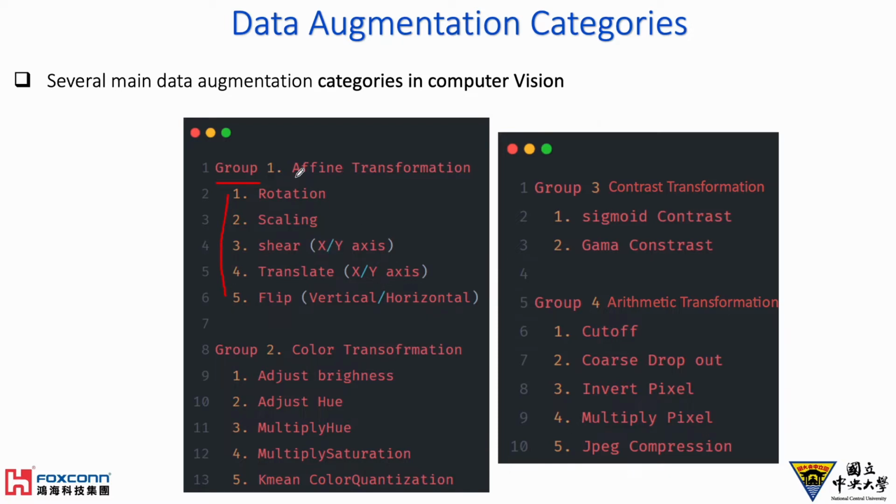For example, the affine group impacts the geometric transformation of the image, like rotation, where we rotate the image by a certain angle, or scaling, where we zoom in or zoom out, or shear, where we distort the shape, and also translation. The next group is called color transformation. These transforms impact the color space of the image, and it is the same concept with group 3 and group 4.